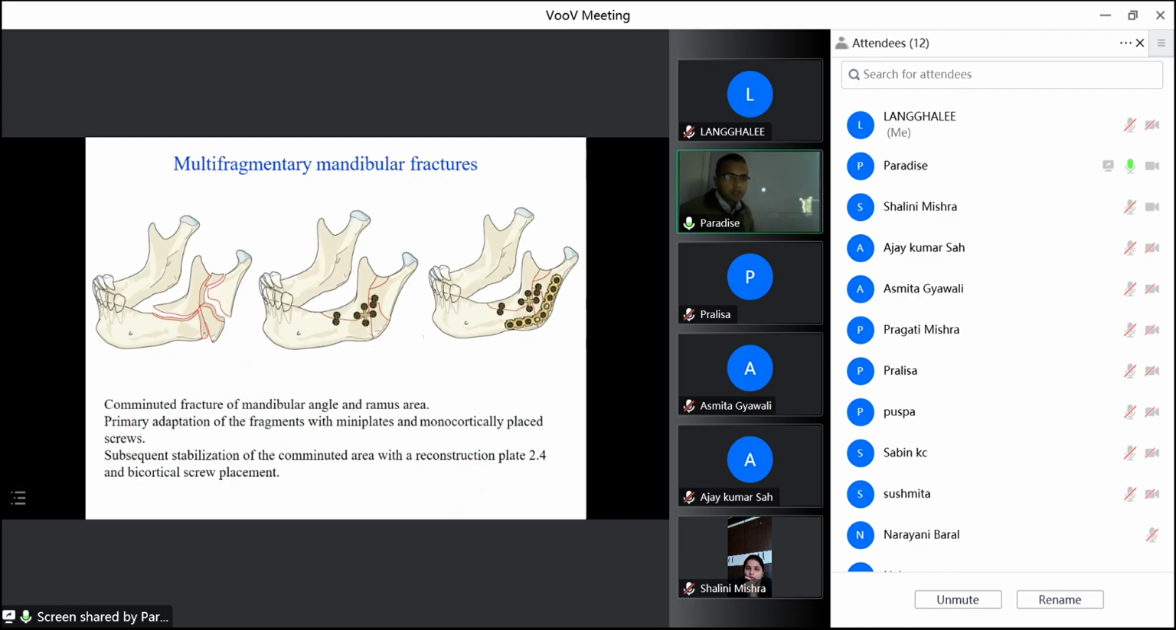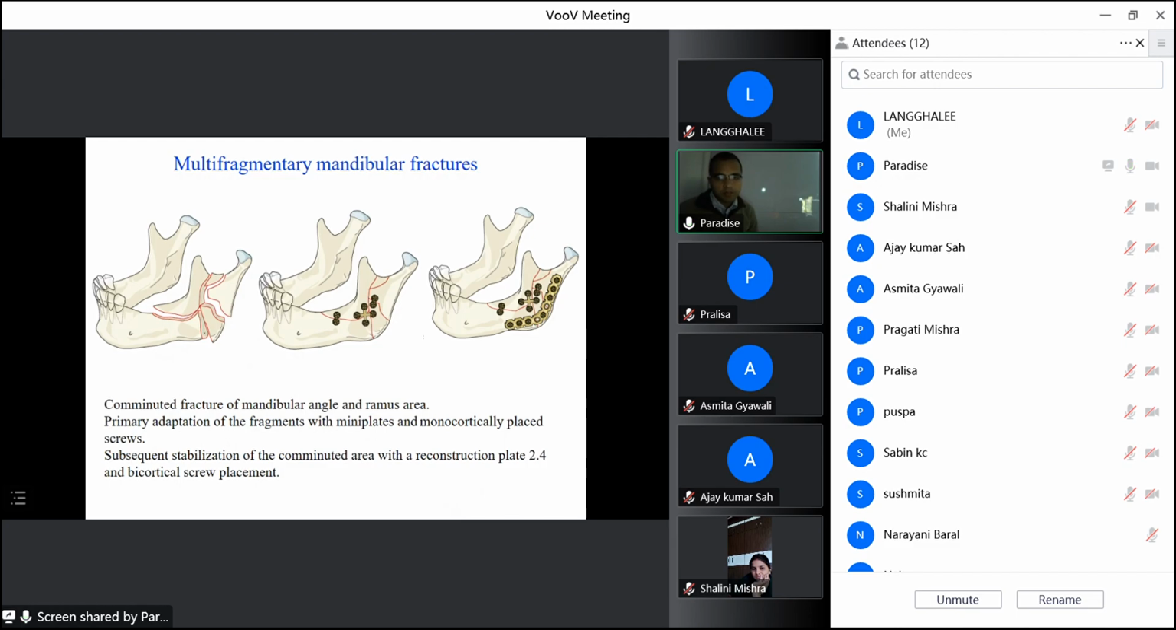Another condition is multifragmentary mandibular fracture. Comminuted fracture of the mandibular angle and ramus area is present. Primary adaptation of the fragments with mini plates and monocortical screws. Subsequent stabilization of the comminuted area with a 2.4 reconstruction plate and bicortical screw placement. So another example is there may be a comminuted fracture. Usually in case of a severe road traffic accident, there may be a comminuted fracture in the mandible.